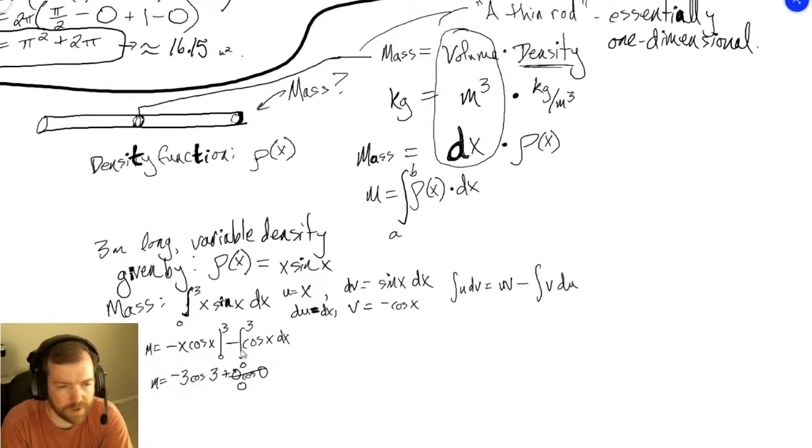All right, and then over here, the integral of cosine of x dx is going to be sine of x. Just the sine of x, evaluated from 0 to 3.